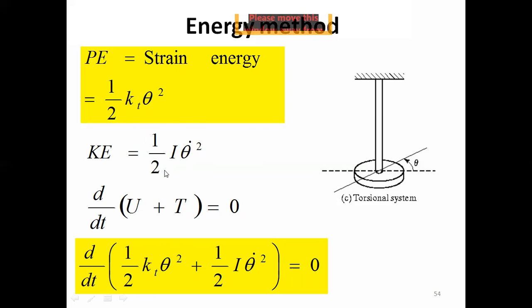Again, during vibration, the kinetic energy is changed into potential energy, and potential energy is changed into kinetic energy. There is no damping, so the energy would be conserved, and we can use the energy method to determine the equation of motion. So this is the equation for the energy method, d by dt of (U plus P), where U is potential energy, plus this here, and P is kinetic energy plus this here. After putting that in, we get that equation.